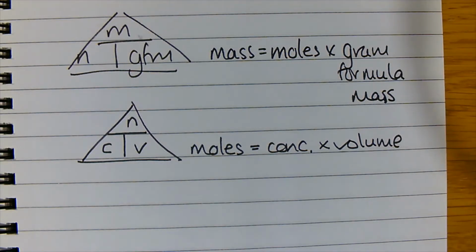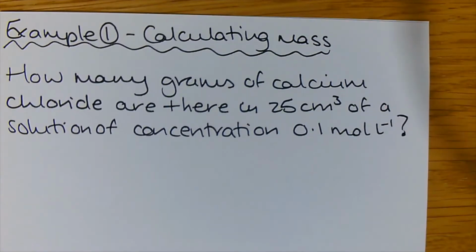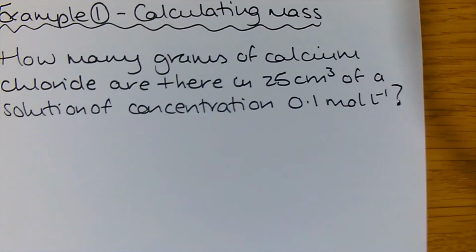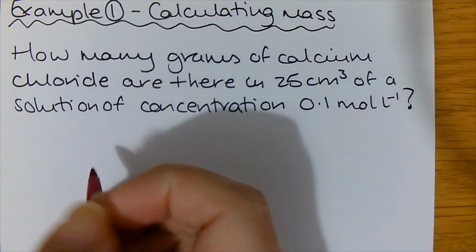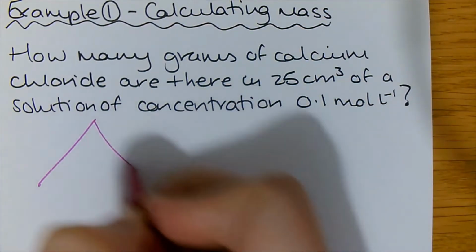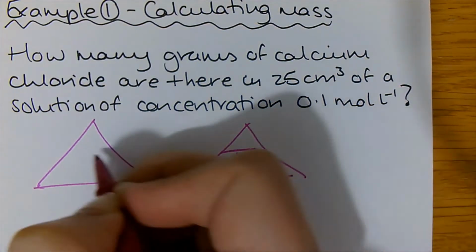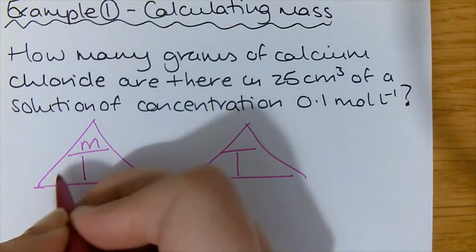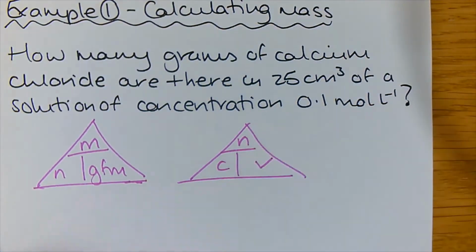Now, there are two ways that we can do these types of questions, so let's look at the first one. Example 1, calculating mass. How many grams of calcium chloride are there in 25 centimetres cubed of a solution of concentration 0.1 moles per litre? The first thing you have to do here is draw out your two triangles, or write out your two sets of formula. Mass, number of moles and gram formula mass, and here number of moles equals concentration times volume.